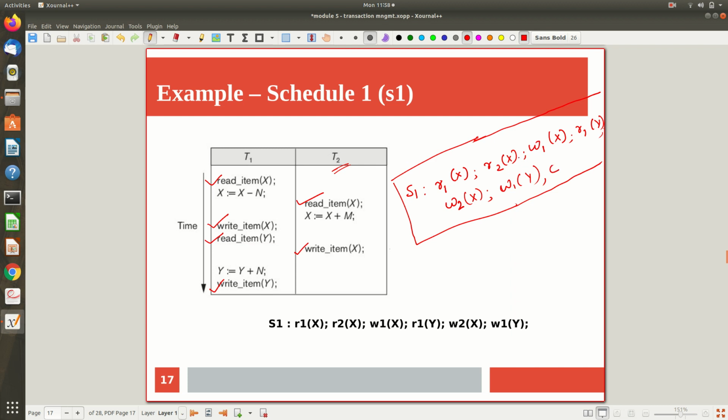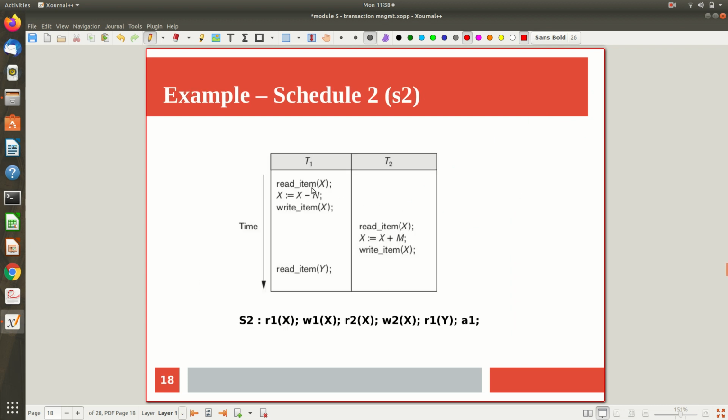Sometimes the schedule will be given like this, and once it is given like this, you should be able to write it in this notation. Then you can see whether it is violating anything or creating any issue because of this non-serial execution. Those analyses you can do further once you have this kind of notation. This is another shorthand notation we have.